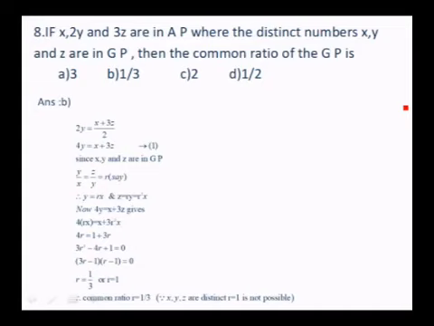Now, use the first result, 4y is equal to x plus 3z. Instead of y you substitute rx, instead of z you substitute r square x. So, I am converting everything into r and x.